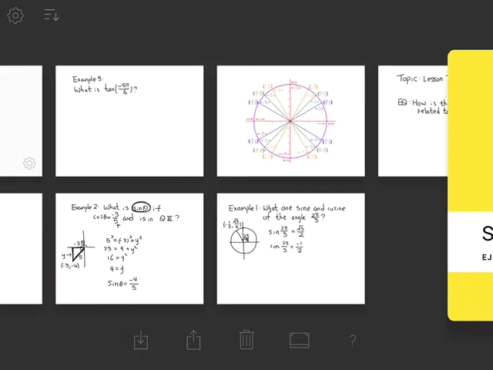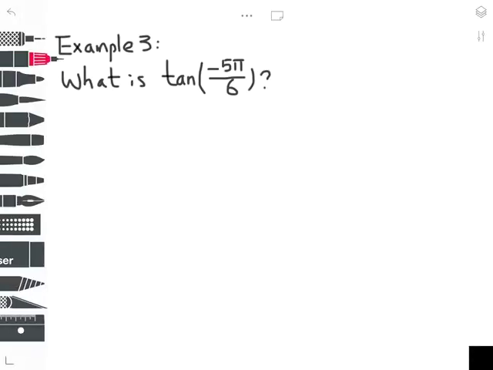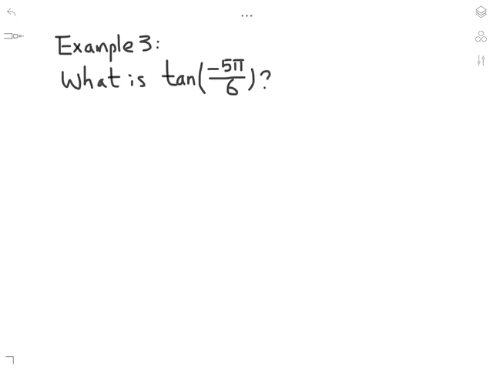Move on to example number 3. What is tangent negative 5 pi over 6? What's tangent negative 5 pi over 6? Do you see the angle measurement, negative 5 pi over 6? I think I mentioned this in lesson 7.2.